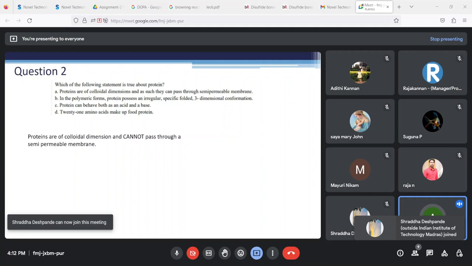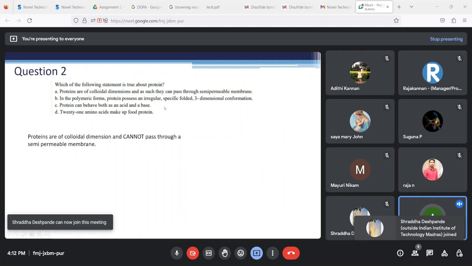But as such, proteins cannot pass through the semi-permeable membrane, because first thing is their size, and second is that they have a lot of functional groups that will not allow them to pass through the membrane, because the membrane has a hydrophobic core as well. So the properties of the proteins and the size of the protein should be compatible with that of the semi-permeable membrane, which is not the case. So proteins cannot pass through the semi-permeable membrane. One of the reasons is because they are of colloidal dimensions.